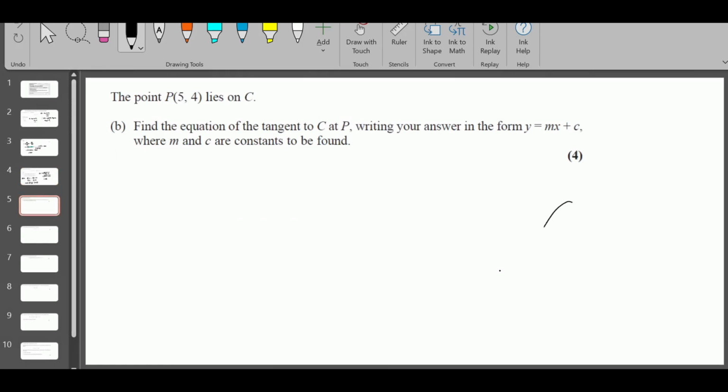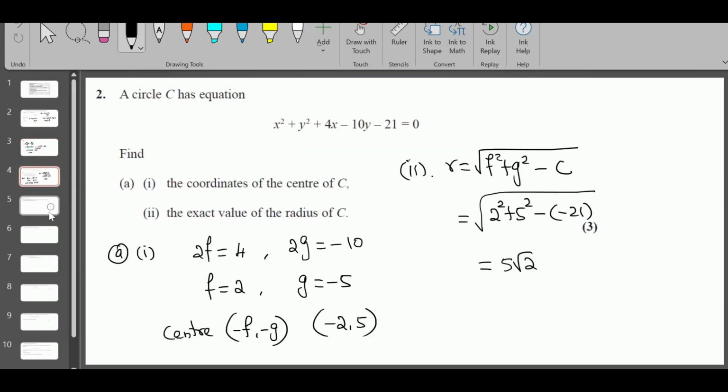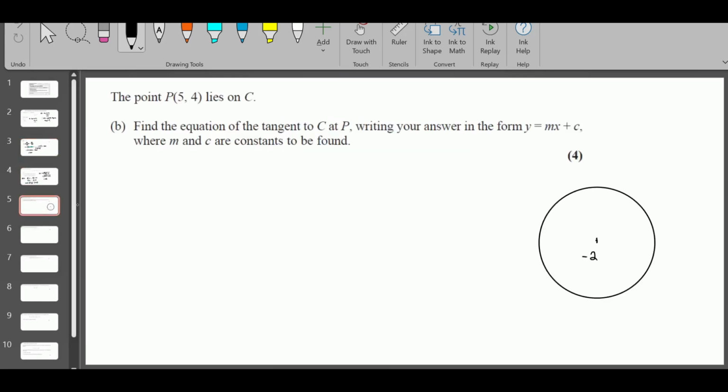Okay, we have a circle. We calculated the center just now. Center is minus 2, 5. Now we have a point here, P of 5, 4. Find the equation of the tangent at the point P. So let's say you have a tangent here and this is the point P of 5, 4. We need to find the equation of this tangent.